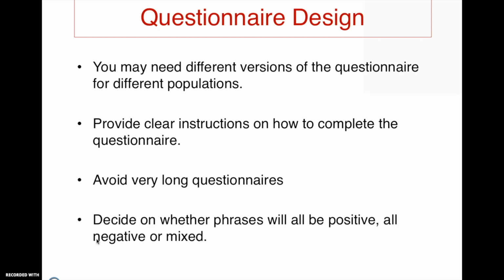And the last one, decide whether the questions will be all positive, all negative, or mixed. This method is usually done to check users' intention, whether they actually read and understand the question, or they just simply tick answers. Again, just like the Likert scale, they just simply tick all three or all four to answer the questions. So you can use a mixture of positive and negative questions in your questionnaire.